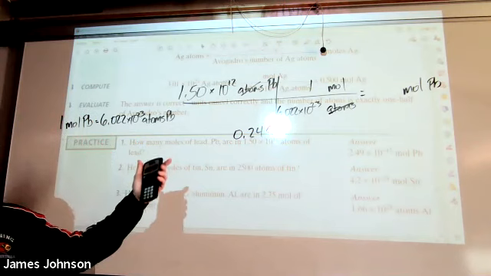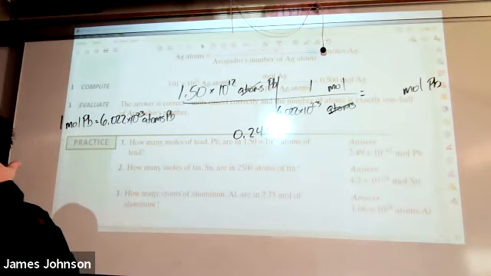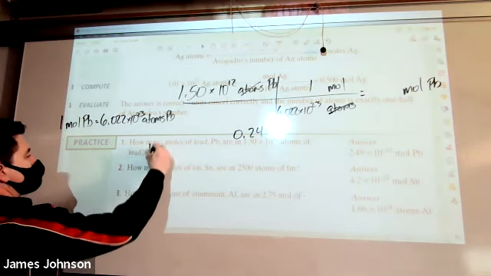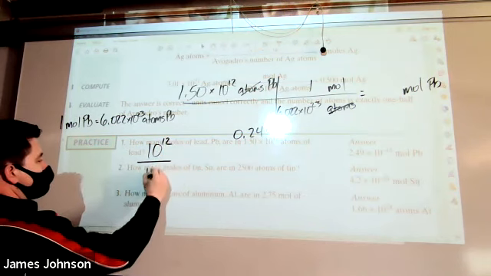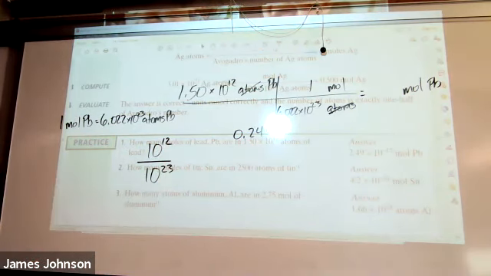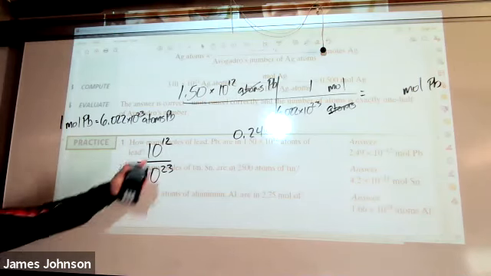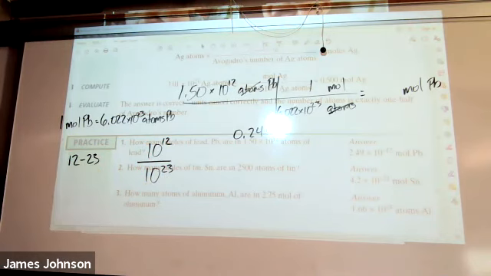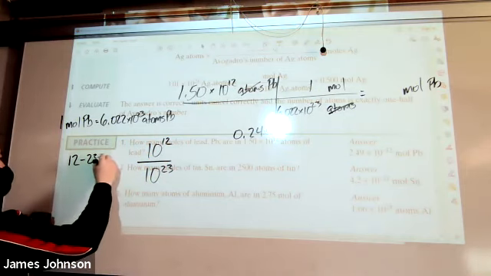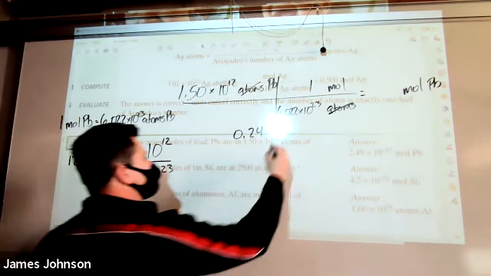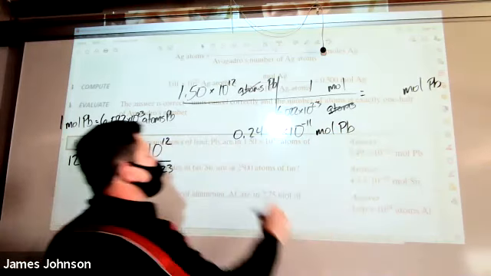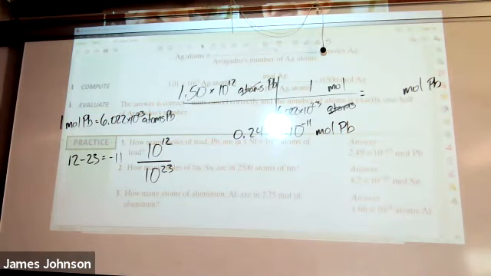0.249. I was like, oh, I got two different exponents up there. How do I figure out what to do? Well, in chapter 2, we learn what to do when you are taking a times 10 to the 12th and then dividing it by a times 10 to the 23rd. You guys remember what you do? You subtract these two numbers. So it ends up being 12 minus 23. 12 subtract 23 ends up being negative 11. So this is 0.249 times 10 to the negative 11th moles of lead.